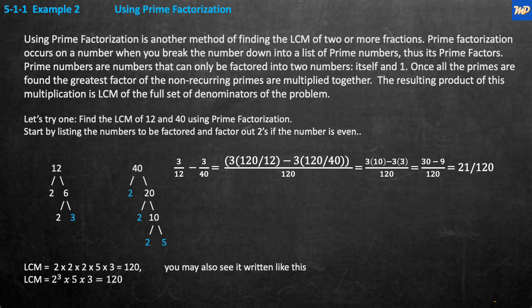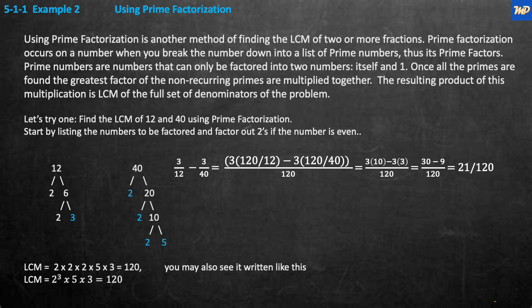Example 2, using prime factorization. Using prime factorization is another method of finding the LCM of 2 or more fractions. Prime factorization occurs on a number when you break the number down into a list of prime numbers, thus its prime factors. Prime numbers are numbers that can only be factored into 2 numbers, itself and 1. Once all the primes are found and the greatest factor of the non-occurring primes are multiplied together, the resulting product of this multiplication is the LCM of the full set of denominators of the problem.